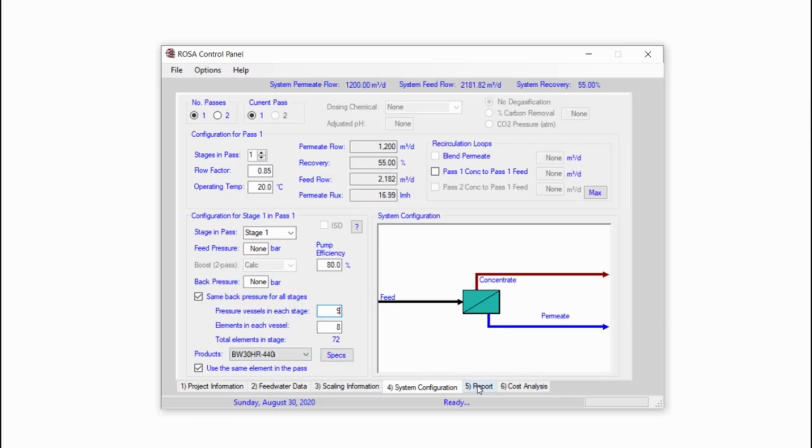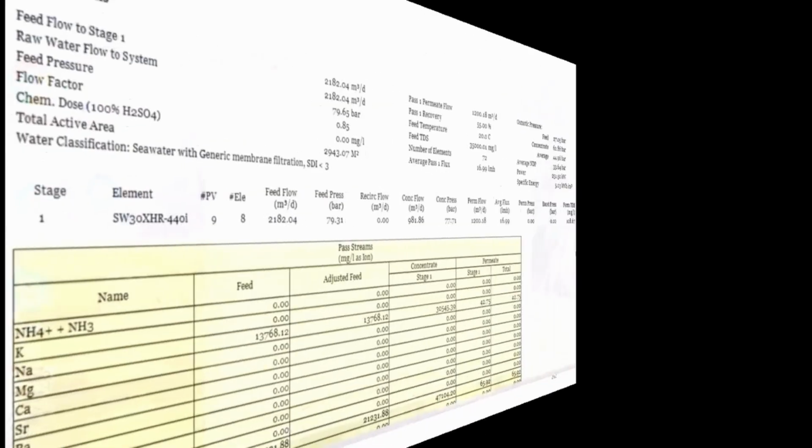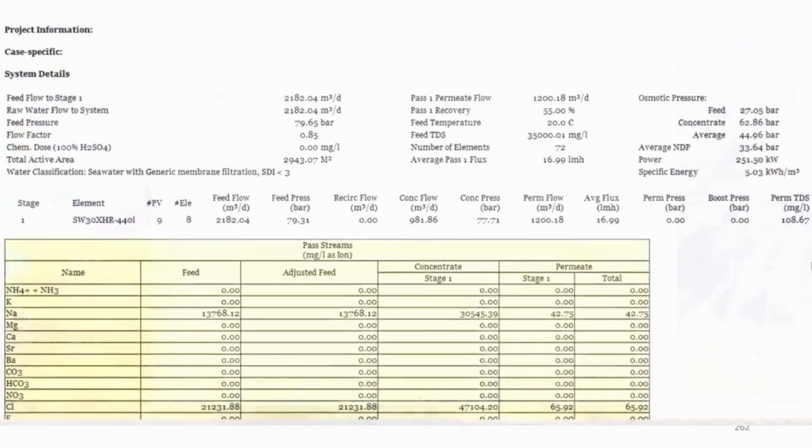Now I want to get a report and continue the designing. Now in this report, you have to control the pressure and permeate TDS again. And as you can see, feed pressure is almost constant and permeate TDS is in the suitable range. The information for the stage: the pressure vessel is 9 with 8 elements. Feed flow 2182 cubic meter per day. Feed pressure 79 bar. We don't have recirculation. Concentrate flow 981.